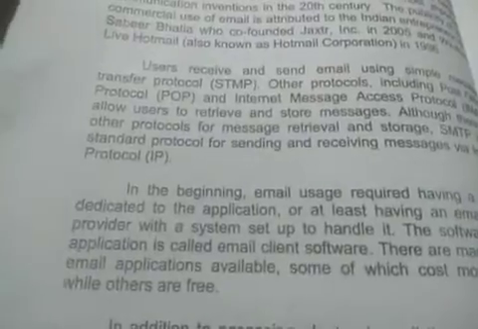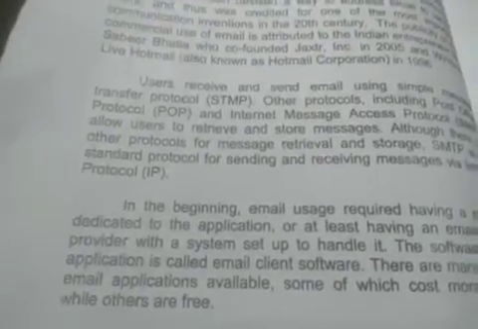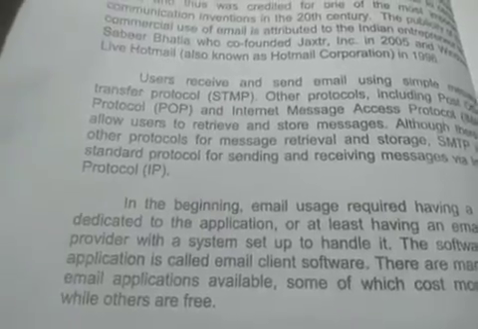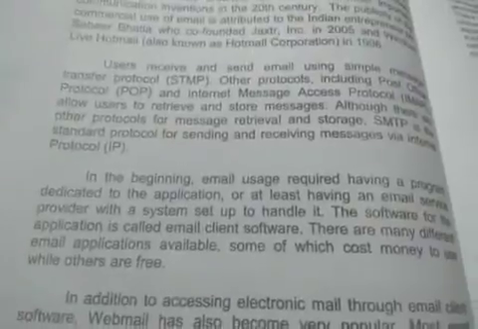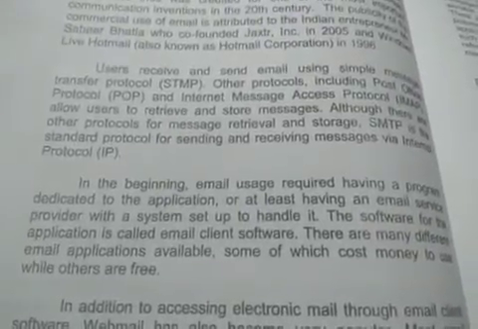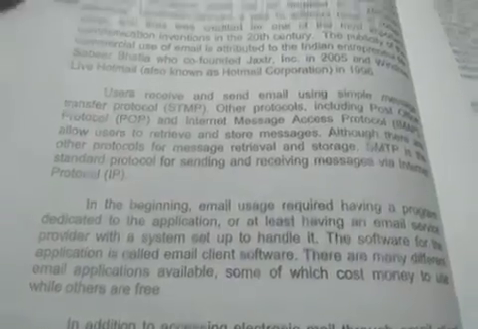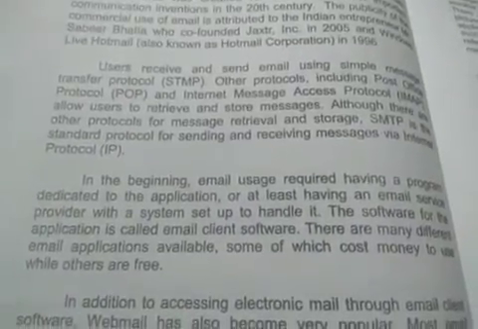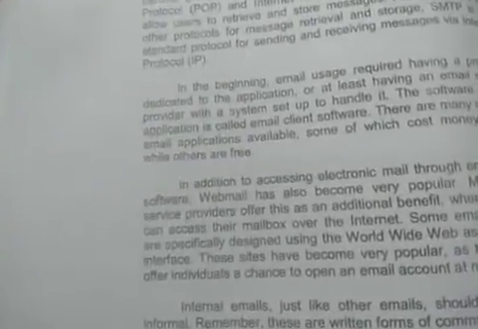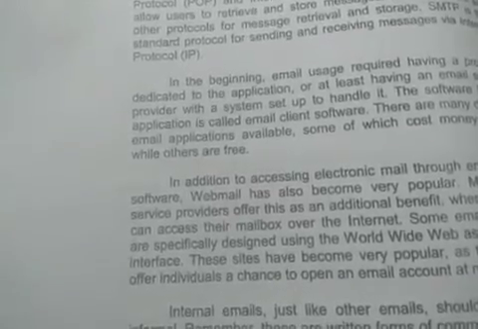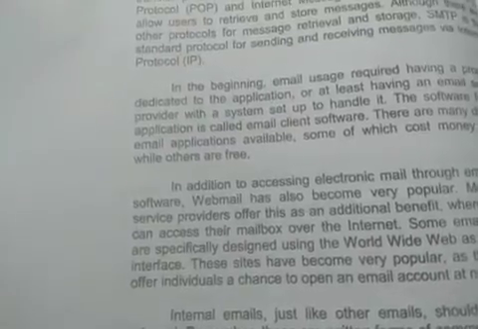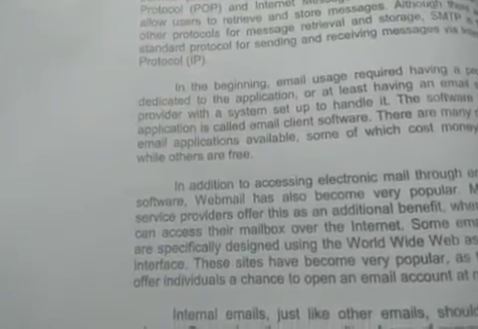The publicity of the commercial use of email is attributed to the Indian entrepreneur Mr. Sabir Bhatia, who co-founded Jetstar in 2005 and Windows Live Hotmail, also known as Hotmail Corporation, in 1996. Users receive and send email using Simple Mail Transfer Protocol (SMTP). Other protocols including Post Office Protocol (POP) and Internet Message Access Protocol (IMAP) allow users to retrieve and store messages, although there are other protocols for message retrieval and storage. SMTP is the standard protocol for sending and receiving messages via Internet Protocol (IP).